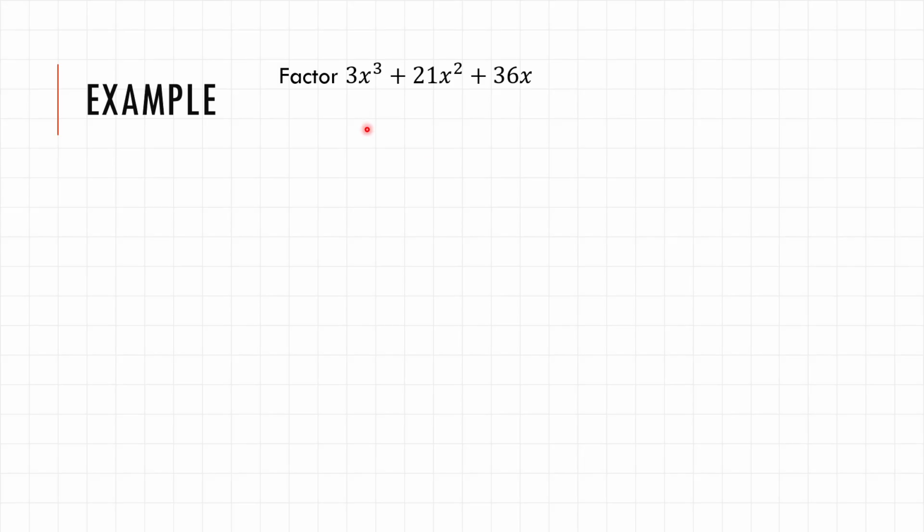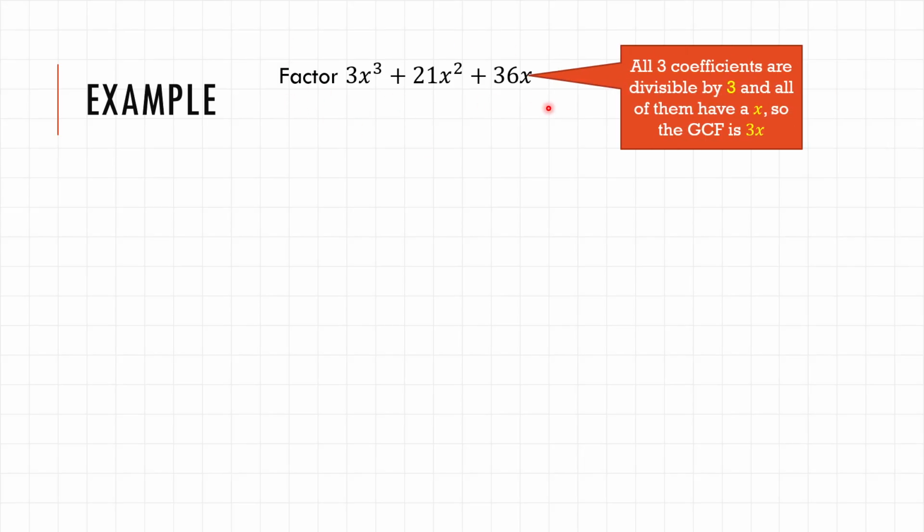In this example, we're going to factor this completely. Notice that the first thing I'm going to do is divide out the greatest common factor. So all of these are multiples of 3, and all of them have at least one x in them, so I can divide them all by 3x, and I end up getting this expression right here. x cubed divided by x is x squared, 3 divided by 3 is 1. 21 divided by 3 is 7, x squared divided by x is just x. And 36 divided by 3 is 12, where x divided by x is 1. And of course, the thing that we factored out, we have to include in front.